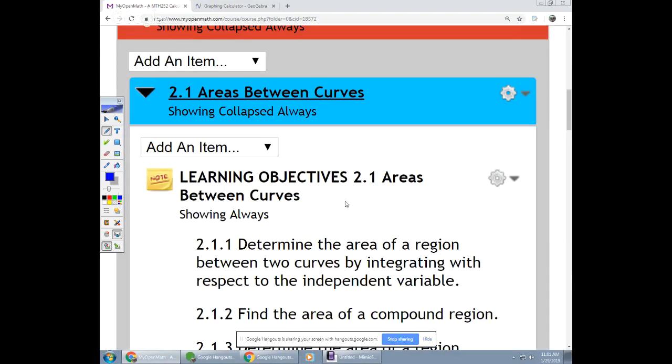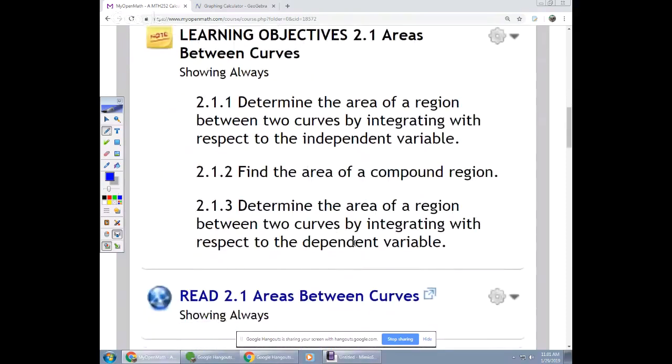All right, so we're moving on to chapter 2, area between curves.